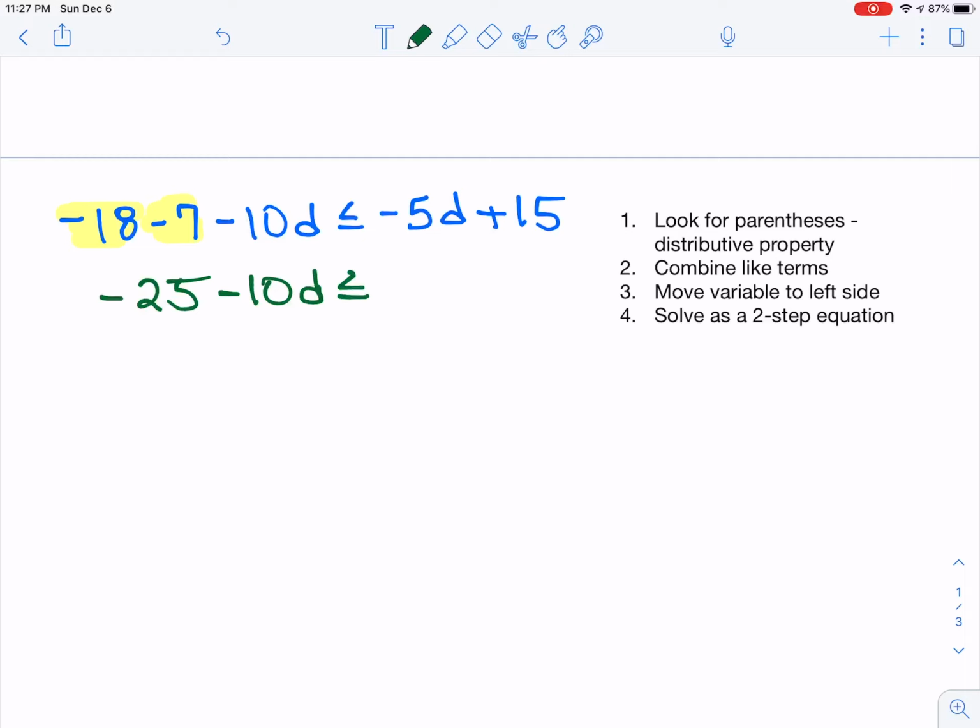Then I have my less than or equal to. Then I'm going to just simply copy that right side of the equation right down here on this line. There's nothing else to combine here.